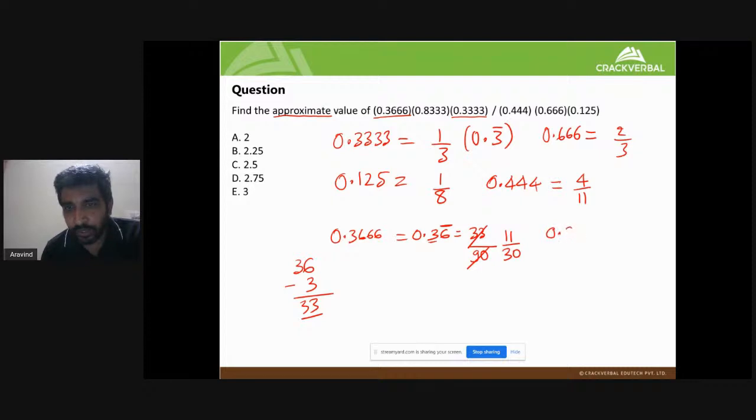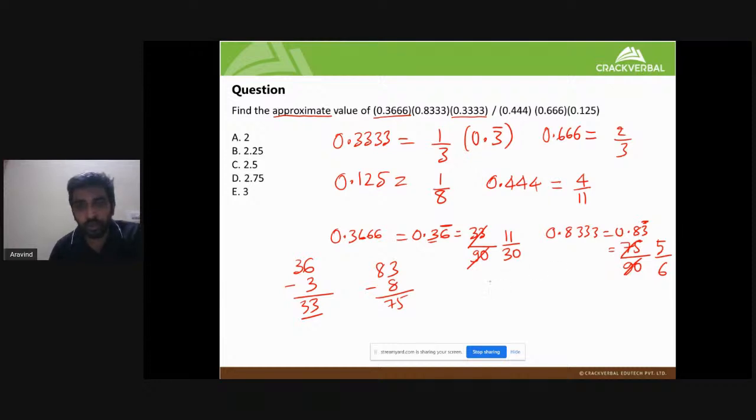We have a 0.8333, which is 0.83 bar. We'll follow the same approach again. 8, 3 are the significant digits. We subtract 8 from this because 8 is not recurring. So we get 75. So this gives us 75 by 90, which gives us 5 by 6.